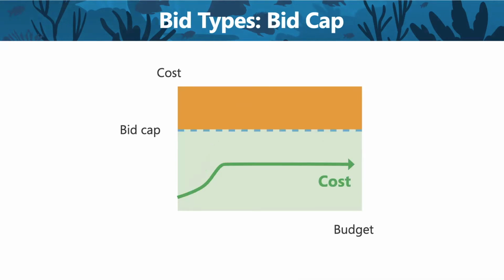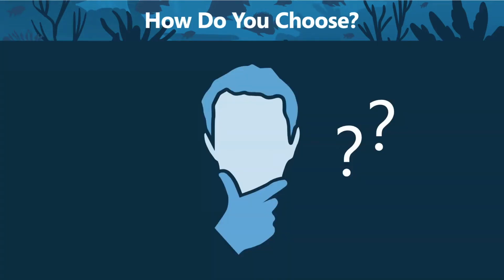Bid cap is where you set a maximum bid you are willing to spend, but you might get your optimization for less. You also might lose out on some opportunities if your bid isn't high enough. This strategy is best for controlling bids in the auction. So how do you choose which strategy to use?